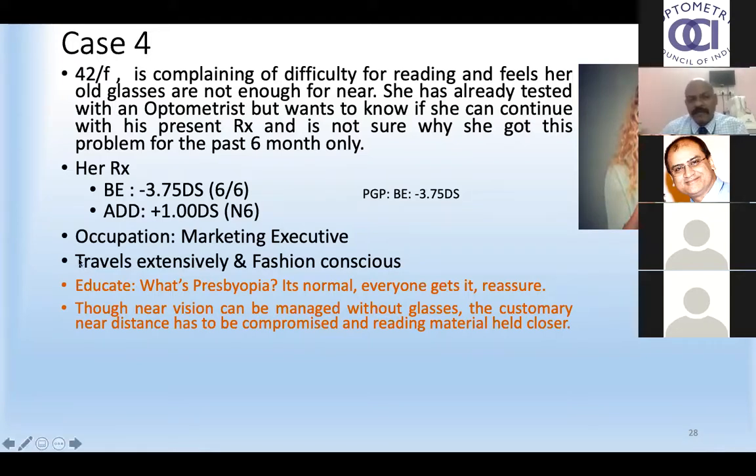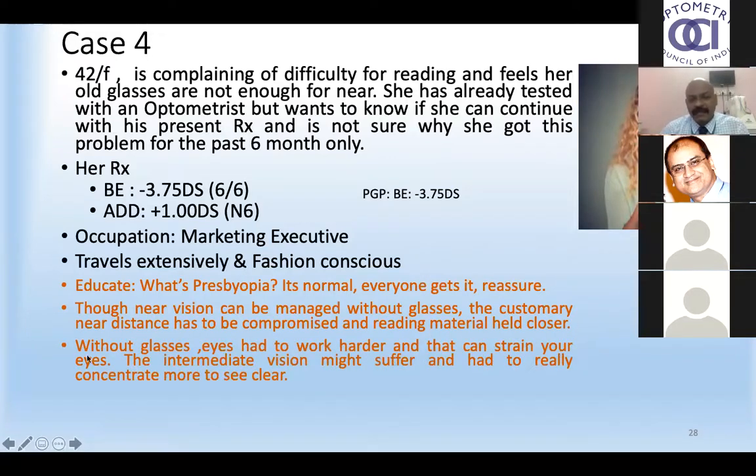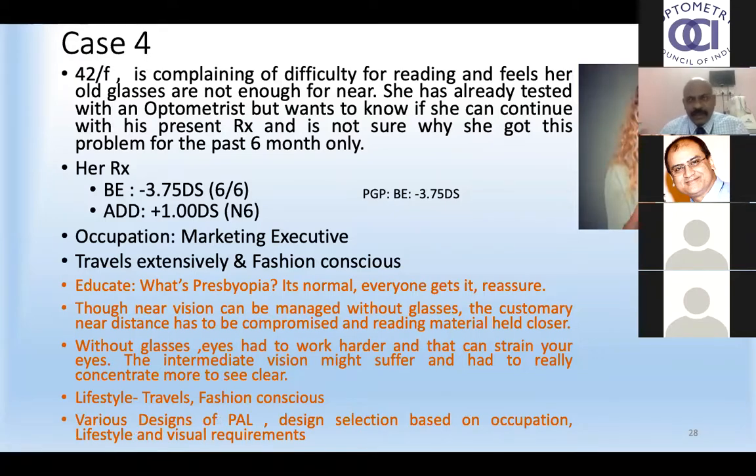Without glasses, eyes had to work harder and that can strain your eyes. The intermediate vision might suffer and she had to really concentrate more to see clearly. We also had to take into account lifestyle related tasks like travel, and she's also fashion conscious. So ideally, as the suggestions from many of you, progressive addition lenses are the best type of lenses. And we also know that there are various designs available, which can be tailor-made for our occupation, along with different types of coatings and photochromatics and other designs.